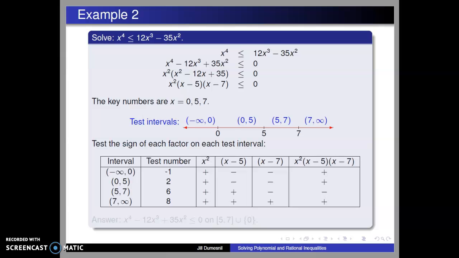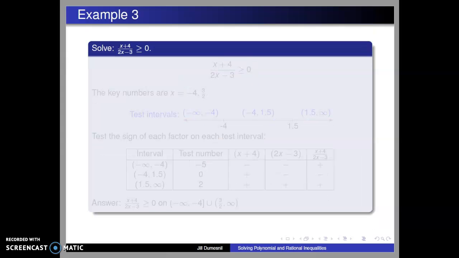An even number of negative factors produces a positive product, while an odd number of negative factors produces a negative product. We want where our product is negative or equal to 0. Thus, we need to include the key numbers where the product equals 0. The solution, then, is the interval from 5 to 7, including the endpoints, union the set that contains only the element 0.